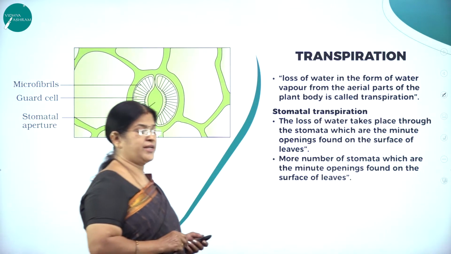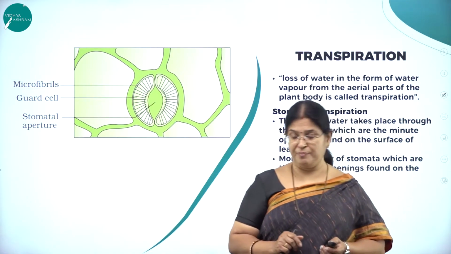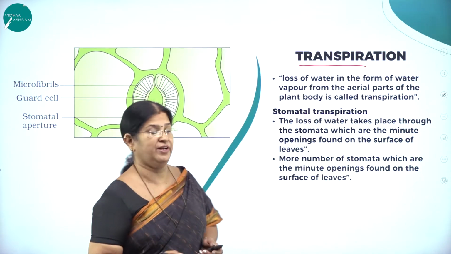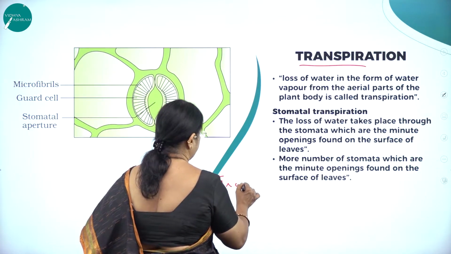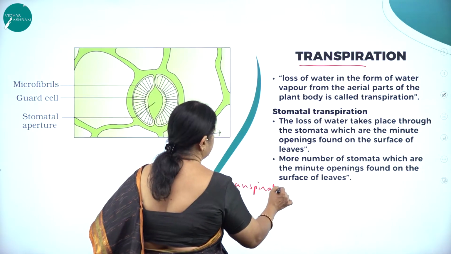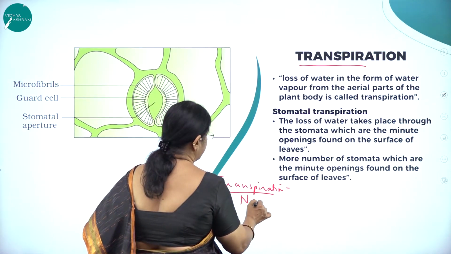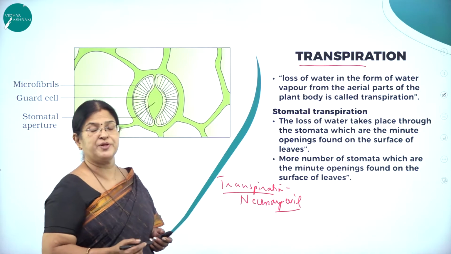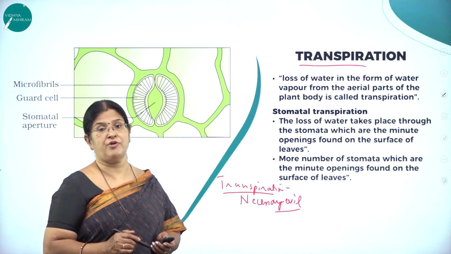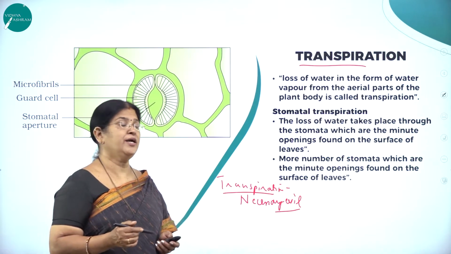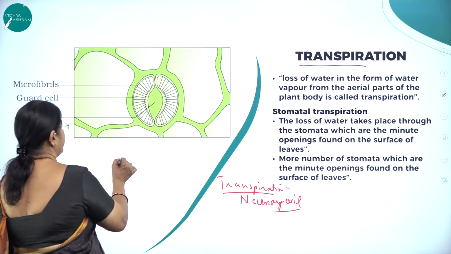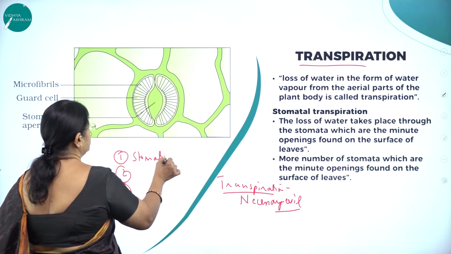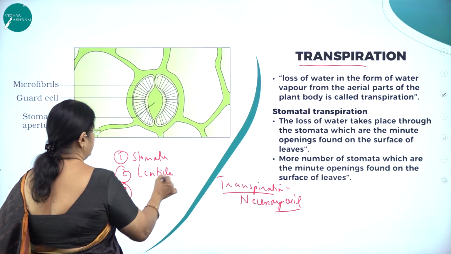Then moving on to the next very important physiological process called transpiration. Transpiration is called a necessary evil. What is transpiration? Transpiration is nothing but expulsion of water in the form of water vapor through stomata. Actually, transpiration takes place through three very important structures. One is called stomata, then lenticels, then cuticle.